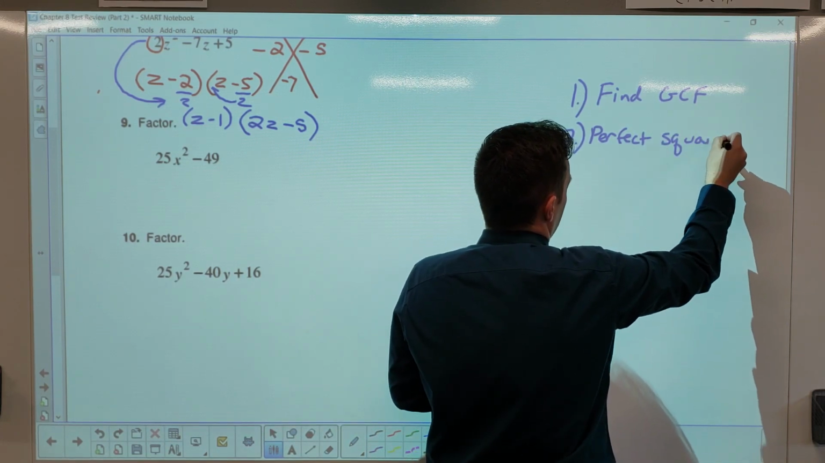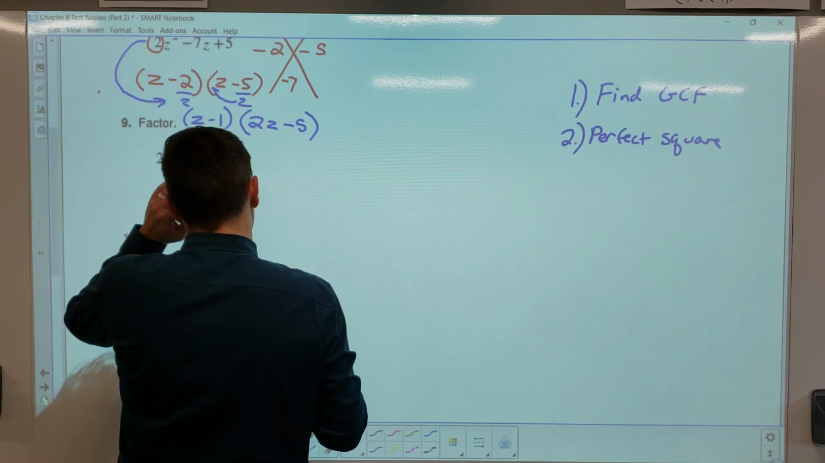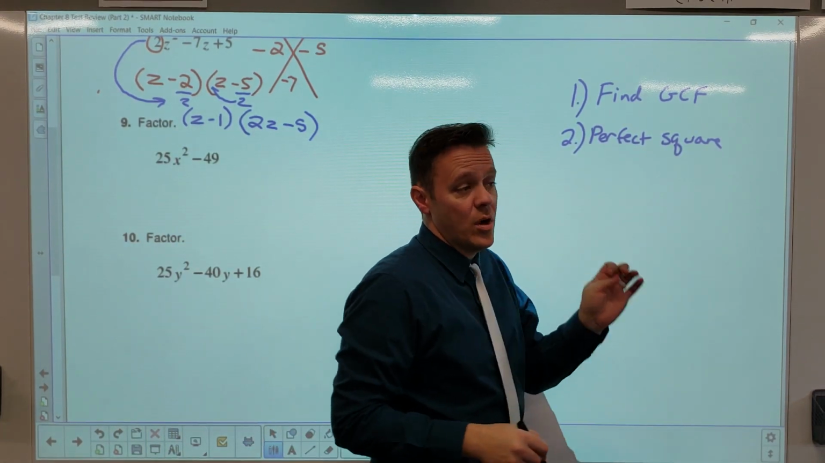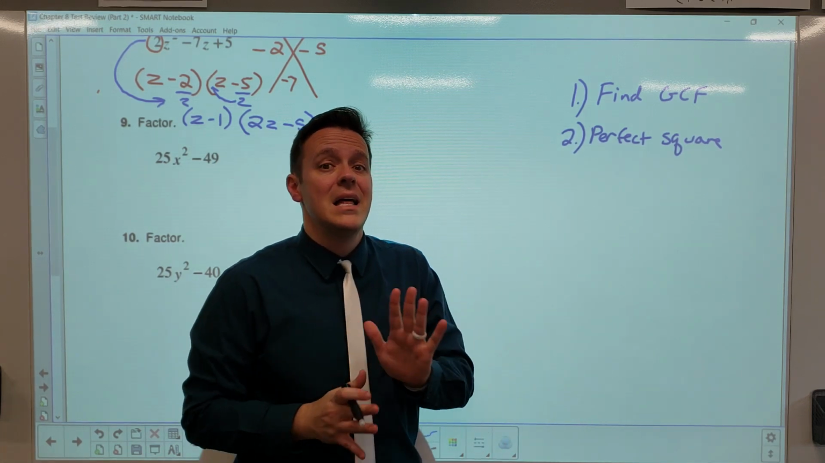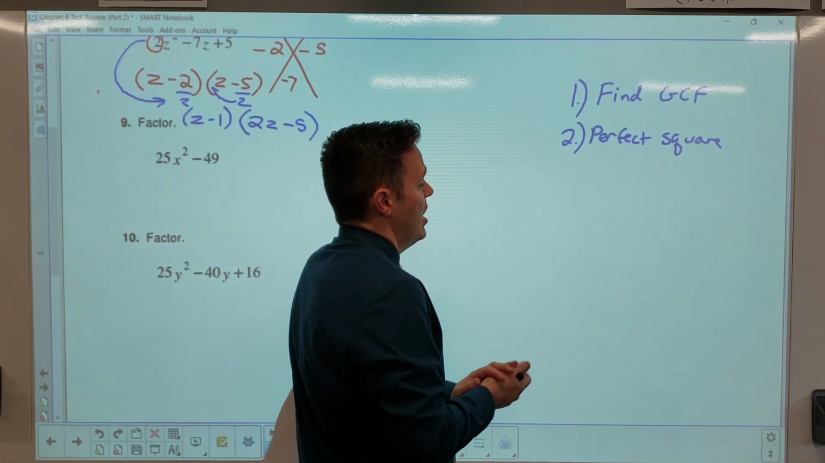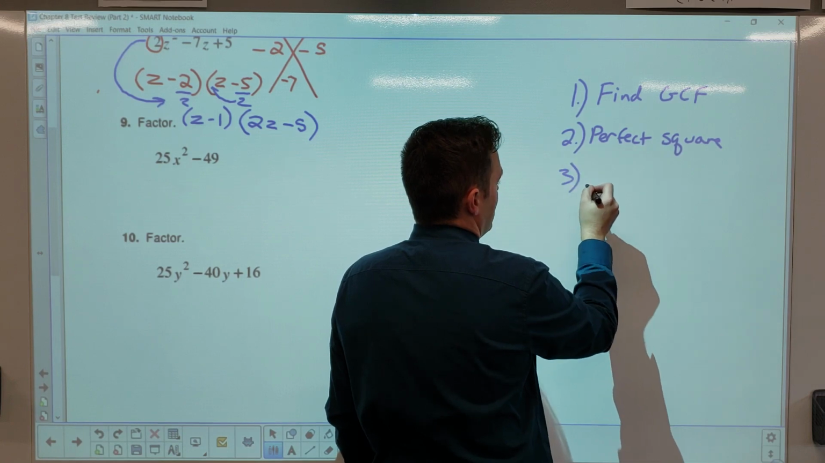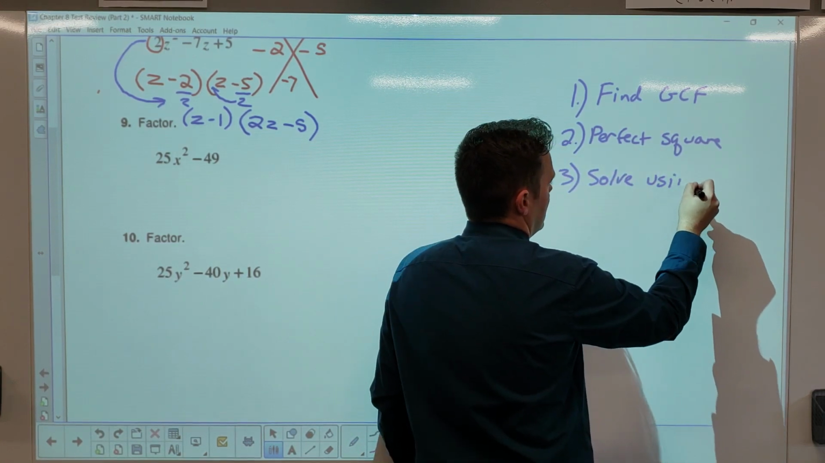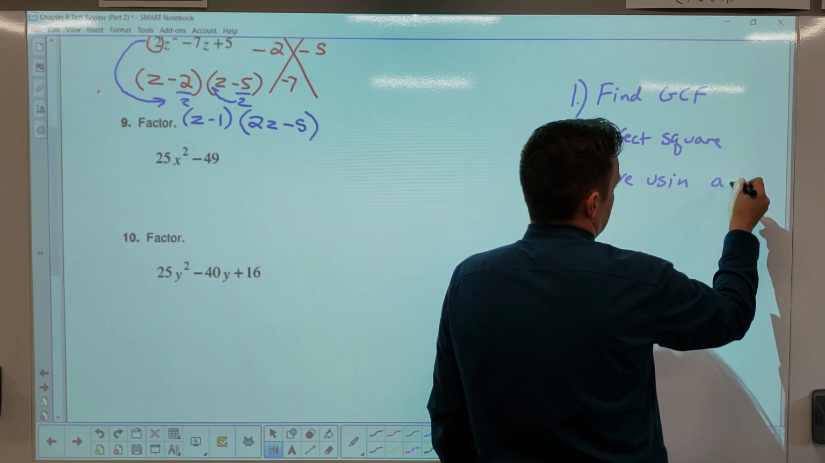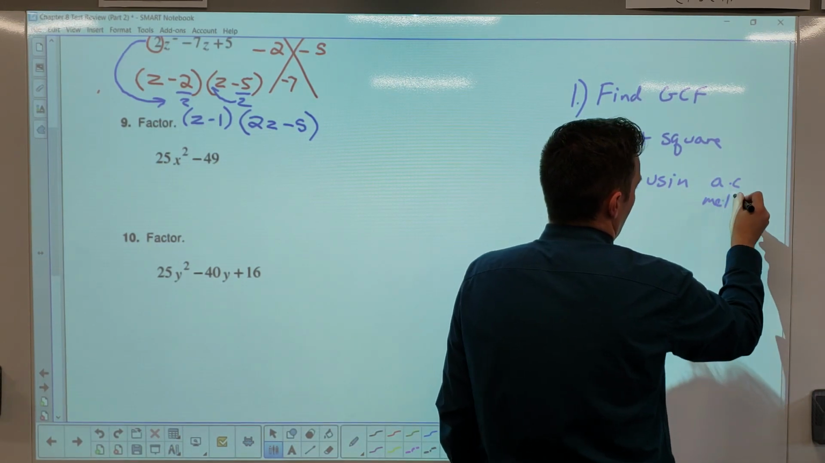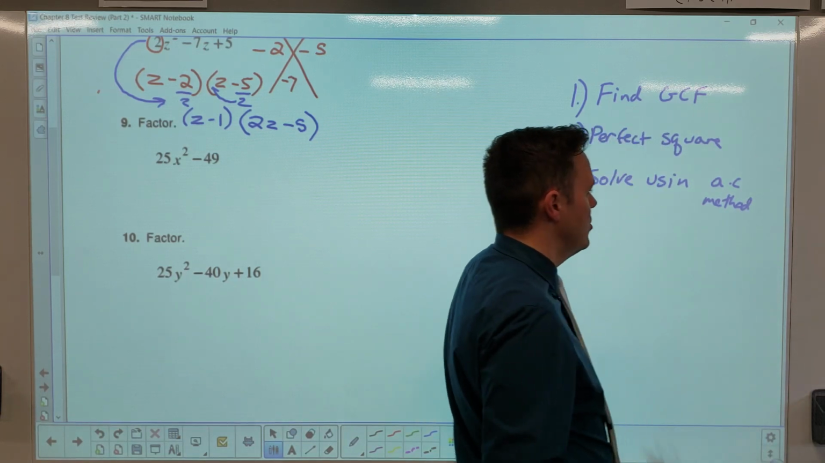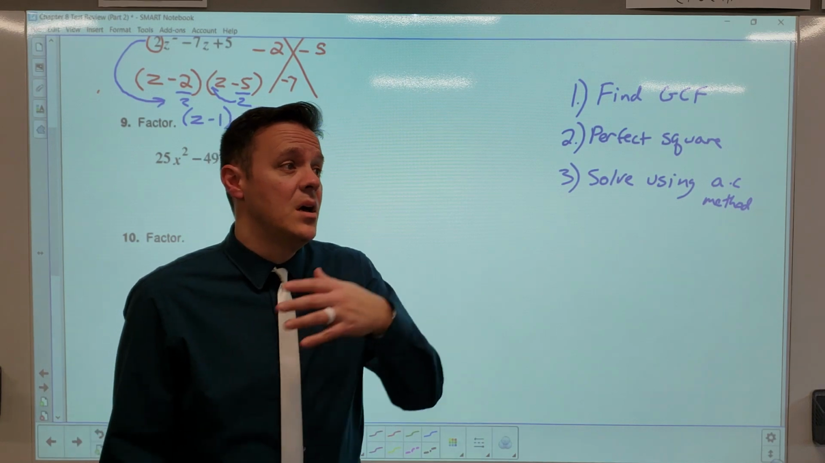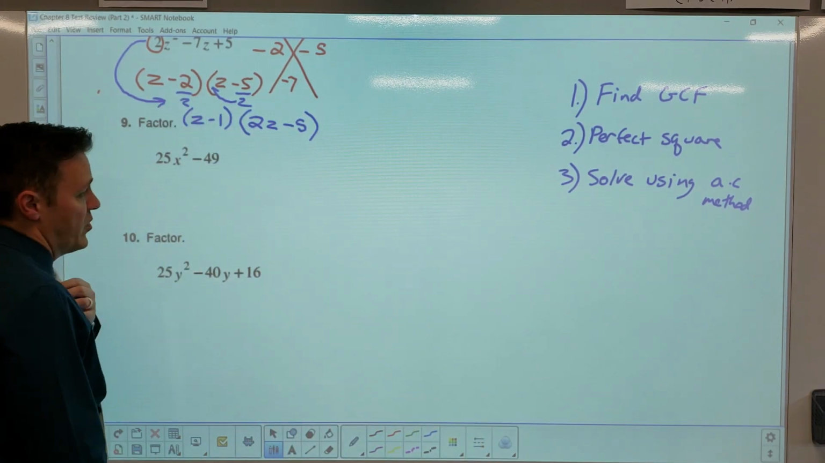Okay, ask yourself, can you take the square root of the first term and the second term? If you can take the square root of the first term and the second term, then you know you have an issue there. All right, and then the third thing would be if you can't do any of those, then you would solve using the AC method, okay, or what we call bottoms up, right? So solve using the AC method, which is the bottoms up, the distribution method, whatever you prefer, okay?